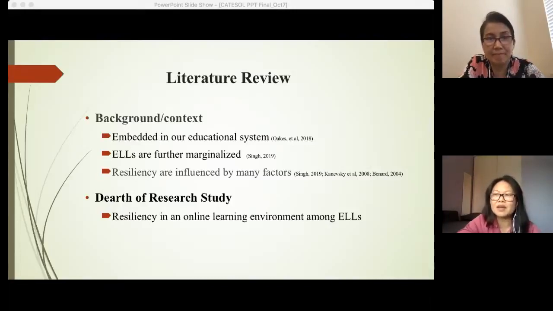self-regulation, and autonomy. Some researchers argue that resiliency can be affected by the environment in order to cope and adapt to changes, but others still contend that resiliency can be further influenced by cultural and institutional societal factors such as systemic racism and or discrimination. Now, although researchers agree that the influences affecting resiliency are complex, there remains a lack of research on resiliency as it relates to online learning among English language learners. And that's the reason why we're interested in doing this study.